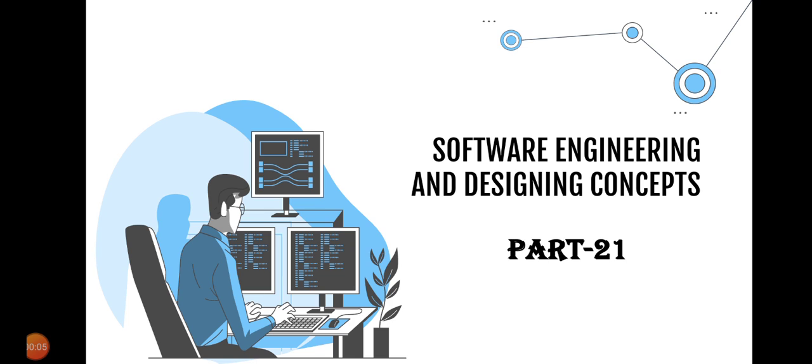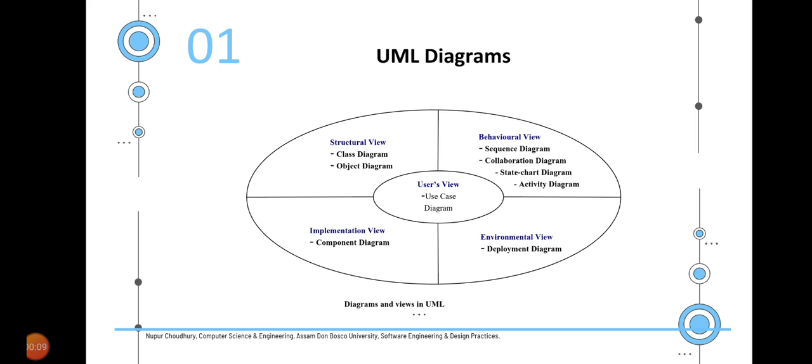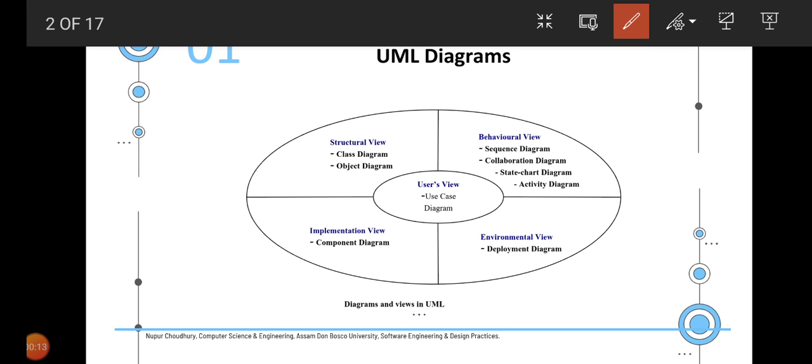So in today's session, we will be looking at UML diagrams. So let us get started. UML diagrams can be represented using 5 different perspectives. One is the user's view, behavioral view, environmental view, implementation view, and structural view. All of these views are represented using various diagrams which are stated here. Today we will begin with the user's view, which is the use case diagram.